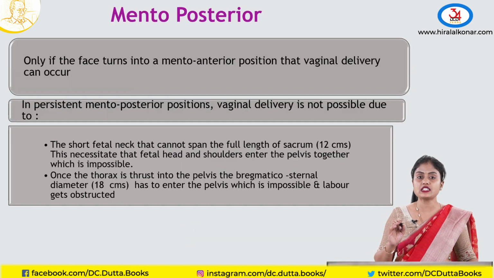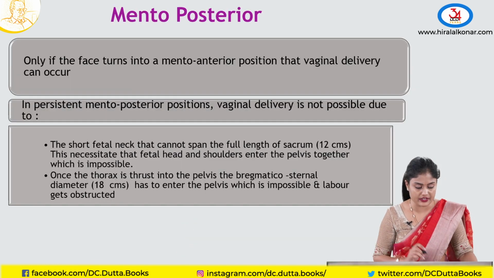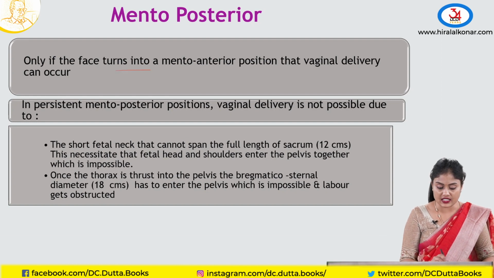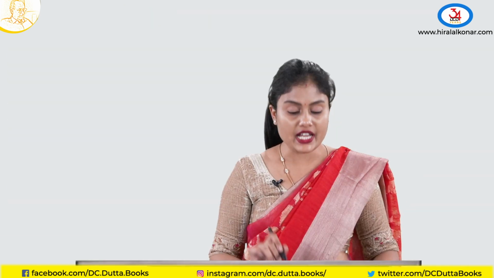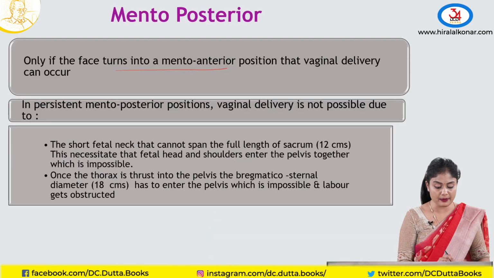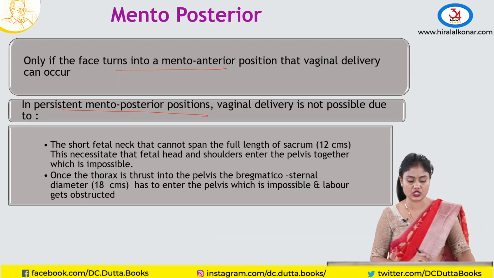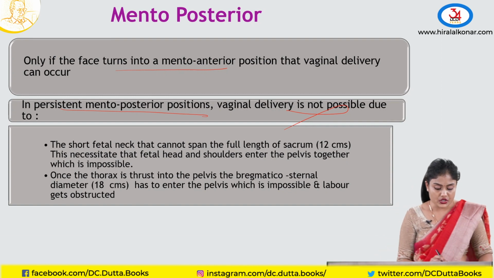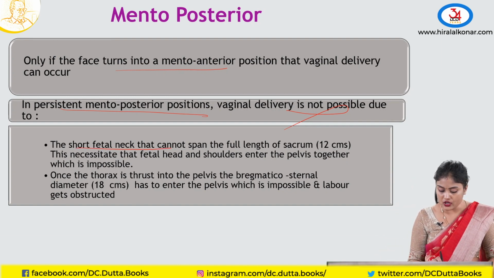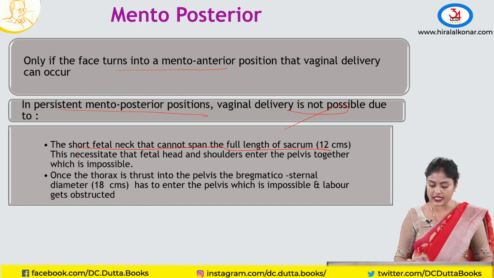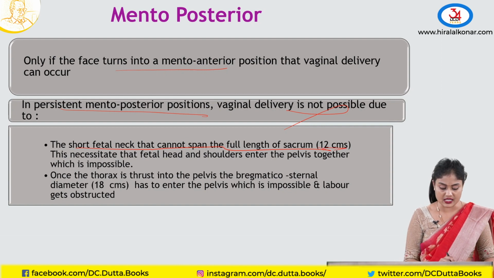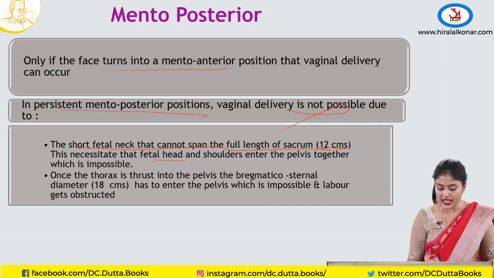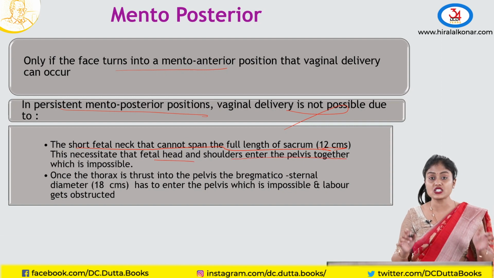Let us see what happens if it is mento-posterior. Only if the face turns mento-anterior can vaginal delivery occur. In persistent mento-posterior position, vaginal delivery is not possible because the short fetal neck cannot span the full length of the sacrum, which is 12 centimeters. This necessitates that the fetal head and shoulders enter the pelvis together.